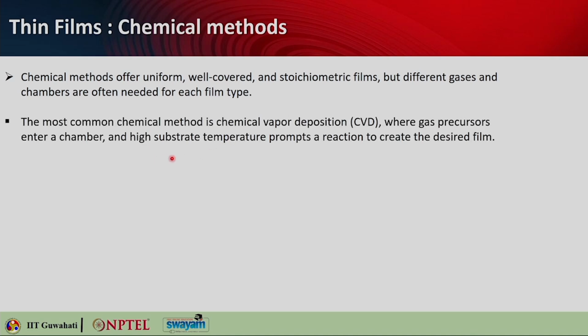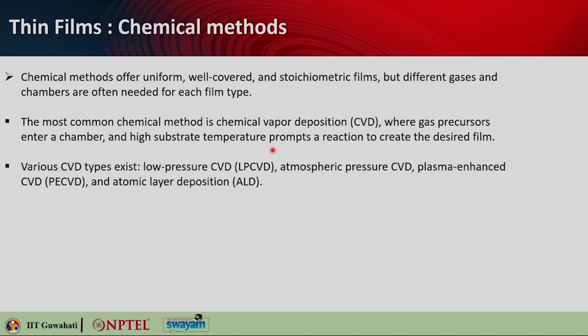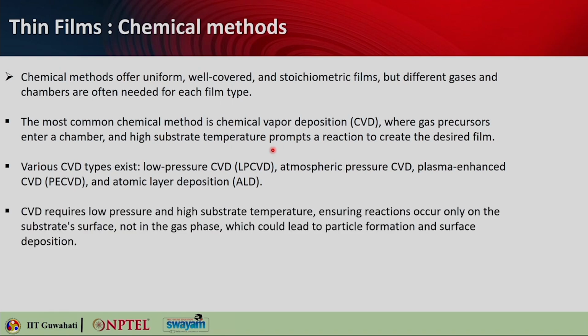So, the most common chemical method is chemical vapor deposition, where gas precursors enter a chamber and a high substrate temperature prompts a reaction to build the desired film. Different types of CVDs are there: low pressure CVD, atmospheric pressure CVD, plasma enhanced CVD, and atomic layer deposition. CVD requires low pressure and high substrate temperature that ensures that the reaction occurs only on the substrate's surface and not in the gas phase, which could lead to particle formation and surface deposition.